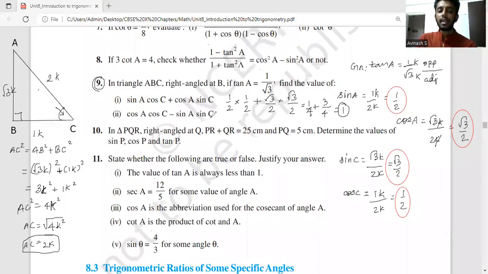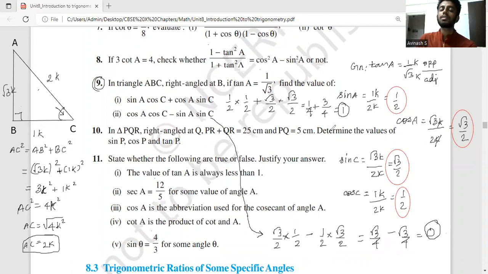Now let us try the second subdivision in the bottom part of the screen. So cos A is nothing but root 3 by 2. Cos C is nothing but 1 by 2. And they have written a minus sign. So minus sine A is 1 by 2, and sine C is root 3 by 2. Now what happens to this? This becomes root 3 by 4 minus root 3 by 4, isn't it? 1 into root 3 is root 3. So now we get 0.